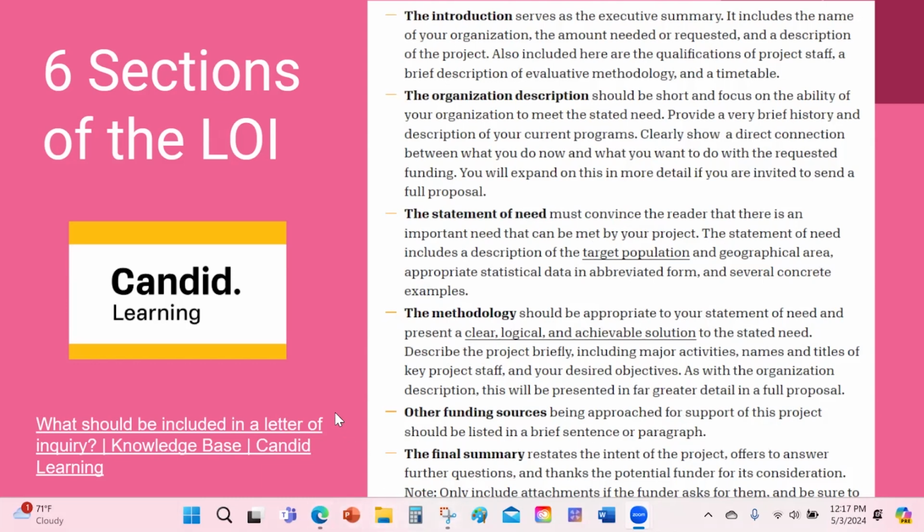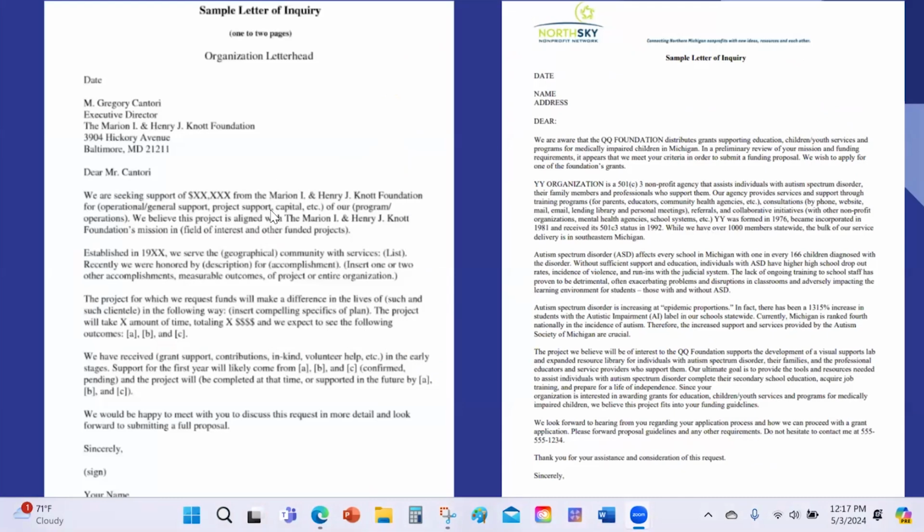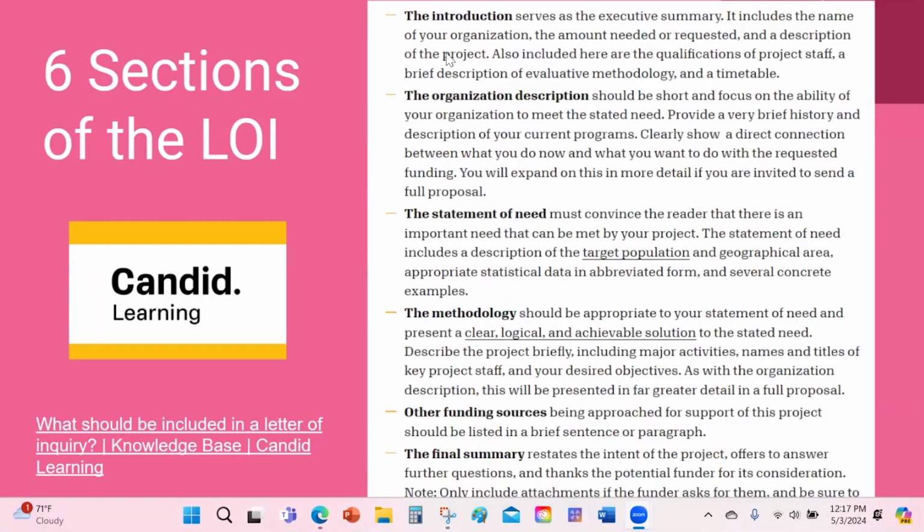So those are the 6 sections. In this Candid knowledge base, they have examples. They have example letters of inquiry that you can see that have been very effective. So you could use these also as a model. There's no need to reinvent the wheel for a strong letter of intent. Each one of these examples has all 6 of these key parts. So for your letter of intent, you want to make sure you have all 6 parts.